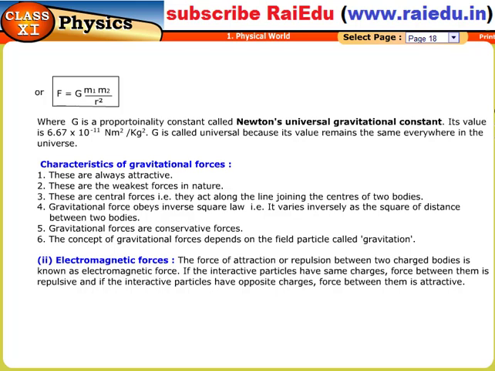Characteristics of gravitational forces. These are always attractive. These are the weakest forces in nature. These are central forces, that is, they act along the line joining the centers of two bodies. Gravitational force obeys inverse square law, that is, it varies inversely as the square of distance between two bodies. Gravitational forces are conservative forces. The concept of gravitational forces depends on the field particle called graviton.